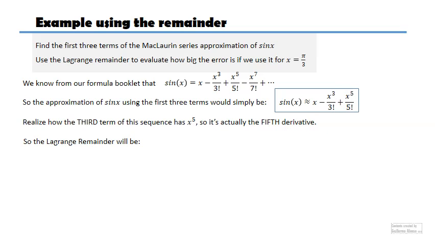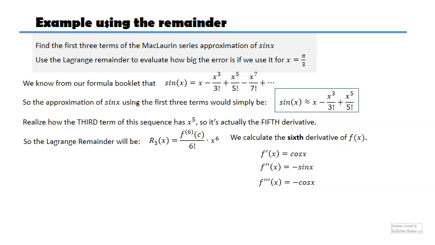So in your remainder, you need to take the sixth derivative. And just plug it in and calculate the sixth derivative of f of x. First one is cosine of x, second one is minus sine of x, third one is minus cosine of x, fourth one is sine of x, fifth one is cosine of x, sixth one is minus sine of x.